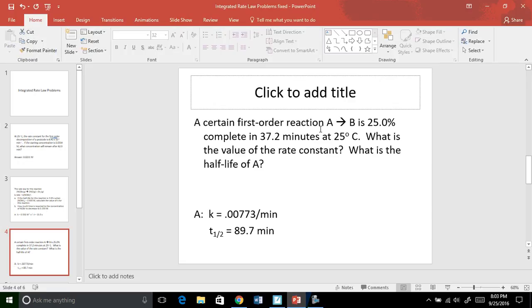A certain first order reaction is 25% complete in 37.2 minutes. What is the value of the rate constant? And then what is the half-life?